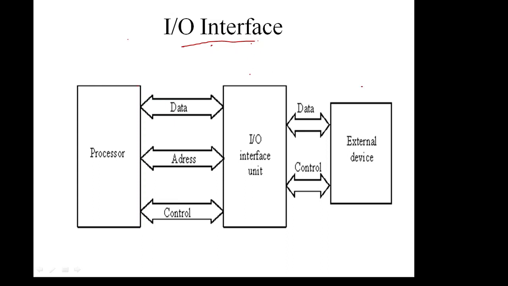So here the processor and the external device communicate with each other by making use of this IO interface unit. The processor has a data bus, an address bus and a control bus. Here the external device has the data bus and the control bus.